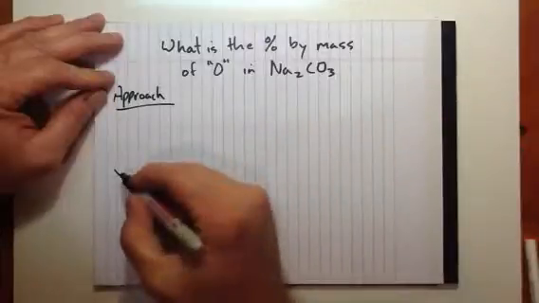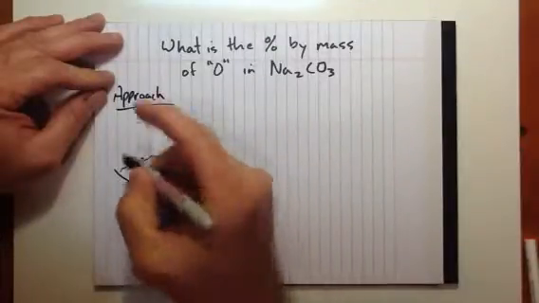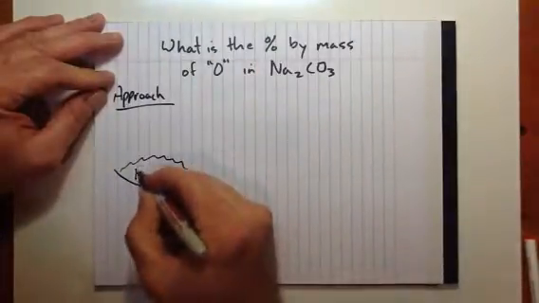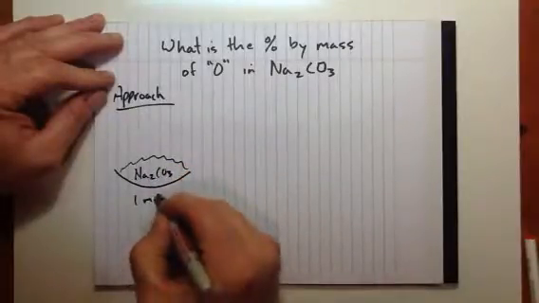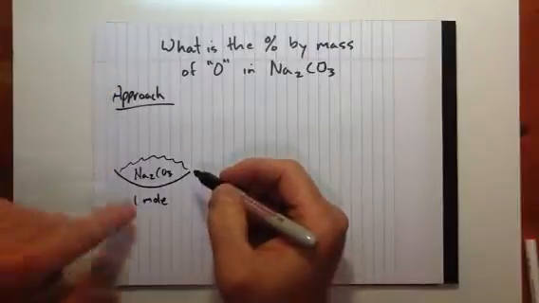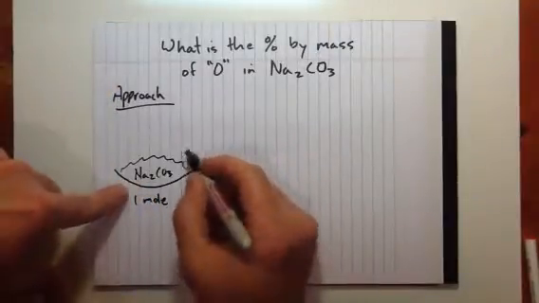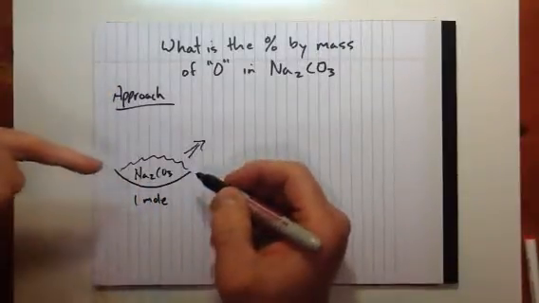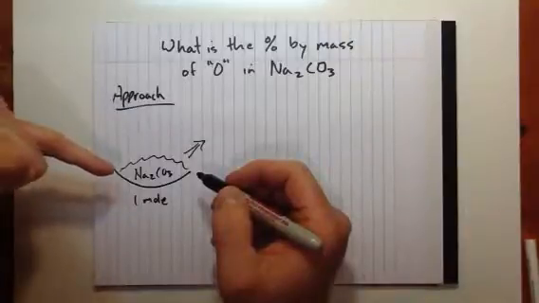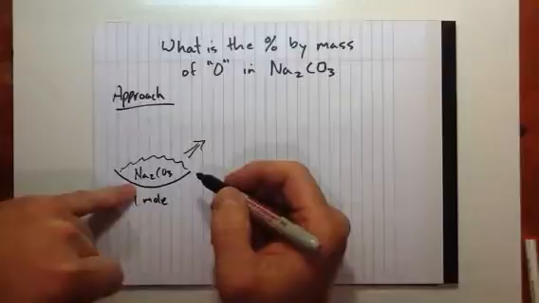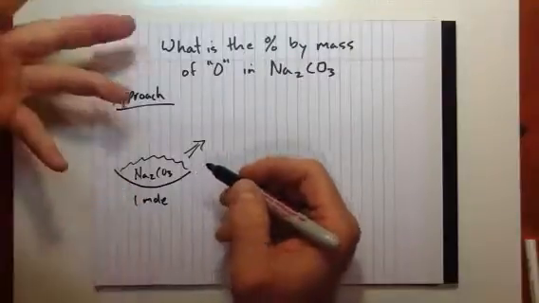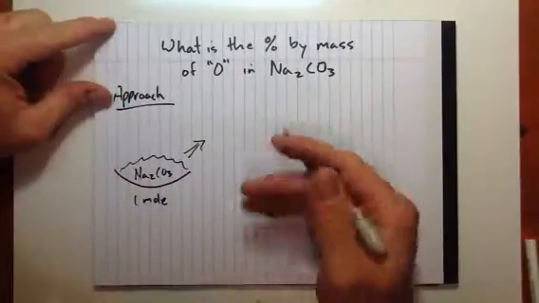So what we're going to say is that we'll have a mole of this sodium carbonate, 1 mole. And so what we can do then, having our eye on this, is consider the mole amount of the oxygen in the 1 mole of sodium carbonate, and then we'll just convert it to weights, a weight over a weight.